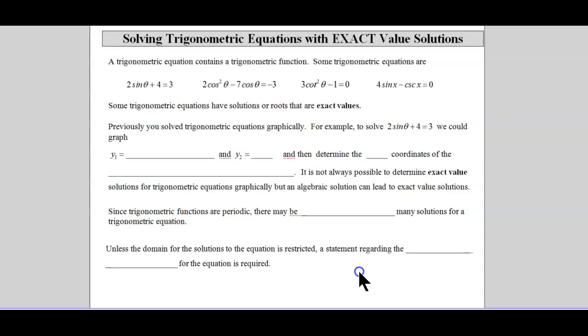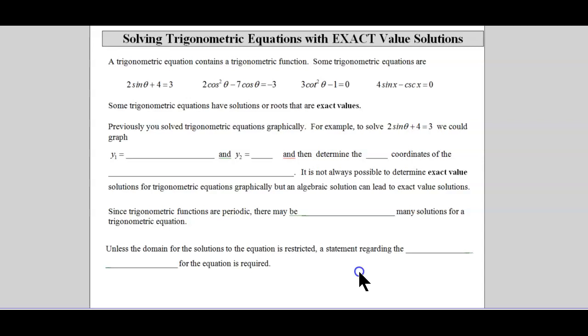Okay, so a trig equation contains a trig function or more than one. Some trig equations are given there. So 2 sine theta plus 4 equals 3, you would solve for sine theta and then find theta. This one, we've got a cos squared, a cos, and a constant term. Cotan squared, a constant. Sine and cosecant.